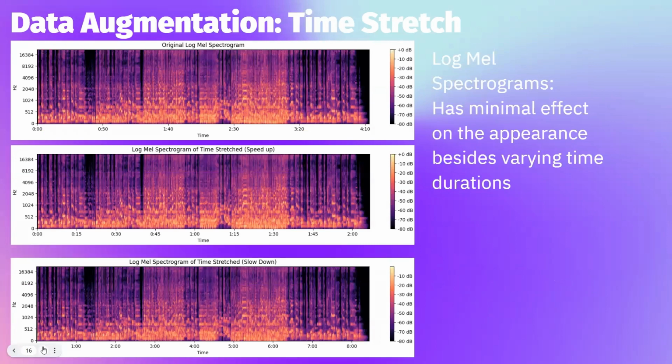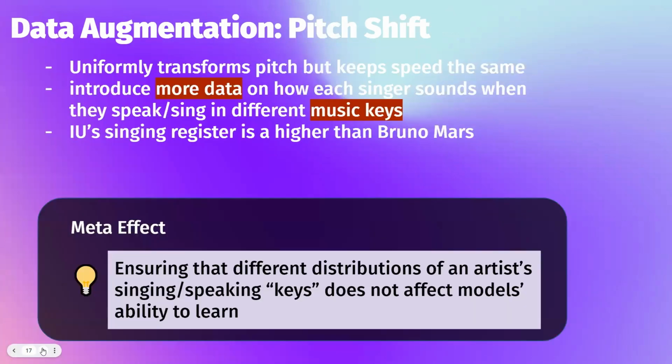The spectrograms here, we can't really see a visible difference besides the varying time durations. Pitch shift transforms the pitch to make the sound different, but the speed the same. We introduced this augmentation to get more data on how the singers would sound if they spoke or sang in different musical keys. We have IU singing in a different register than Bruno Mars, so we don't have any data of what IU would sound like if she used a lower singing voice, for example.